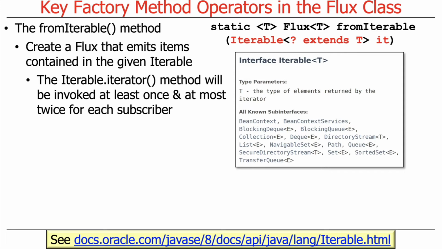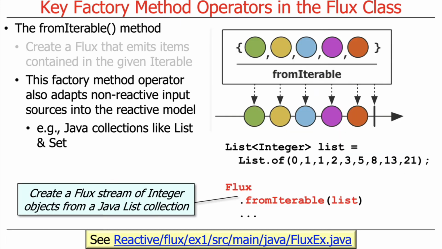And this is a bit of a digression, but the iterator method on the iterable will be invoked at least once and at most twice for each subscriber. And I won't go into all the reasons why it works that particular way, but it's semantic. This doesn't really matter most of the time, except if you build your own iterators, you have to be prepared for the iterator method to get called more than once. This is also a factory method operator that adapts non-reactive input sources into the reactive model, most often using Java collections like lists or sets.